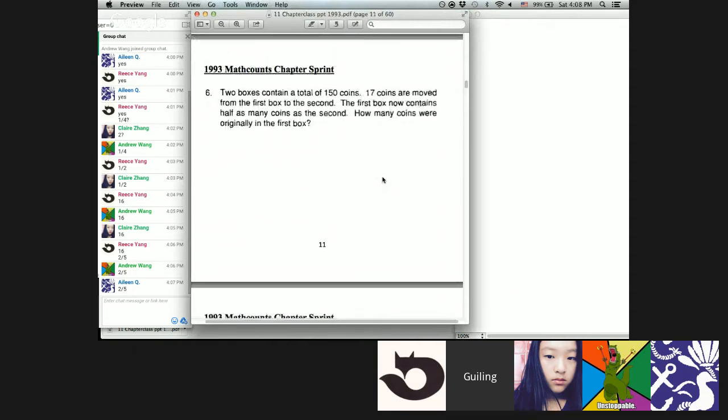Okay, 2 boxes contain a total of 150 coins. 17 coins are moved from the first box to the second. The first box now contains half as many coins as the second. How many coins were originally in the first box?